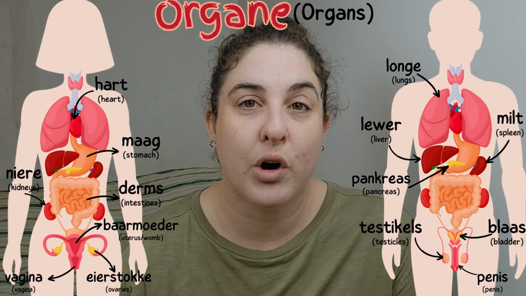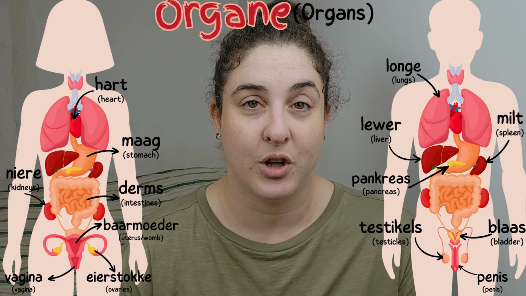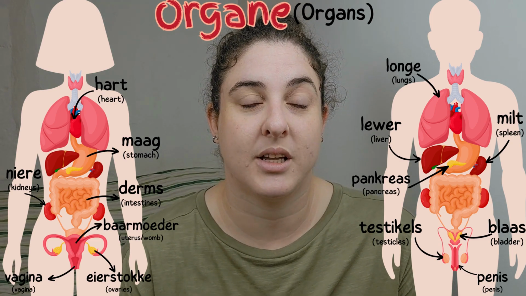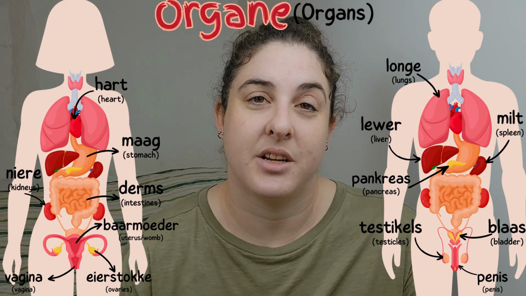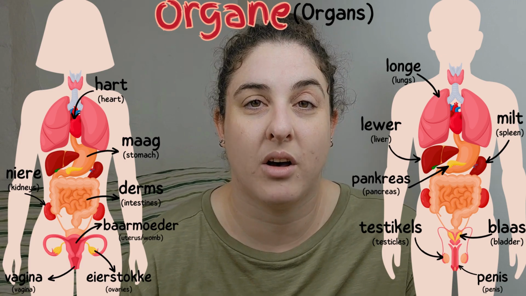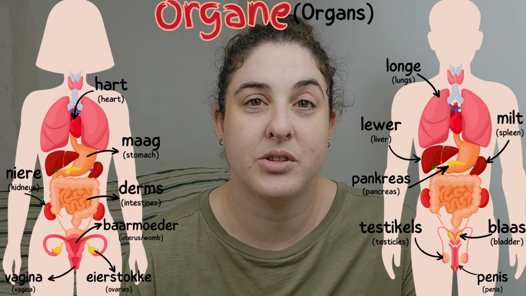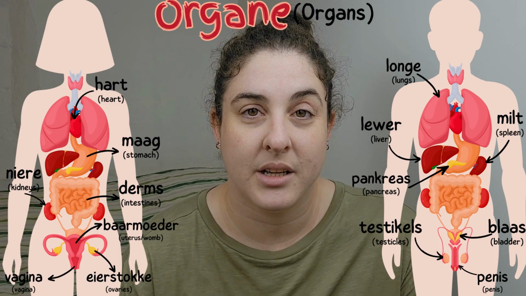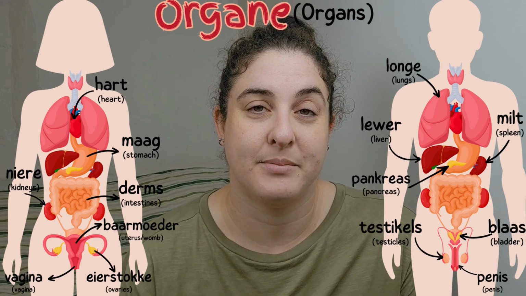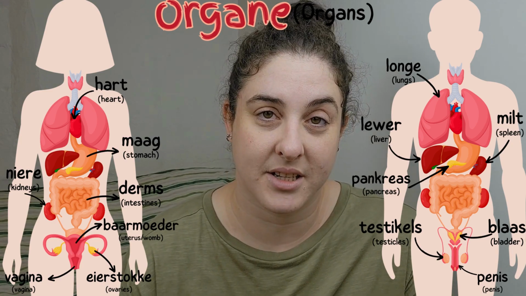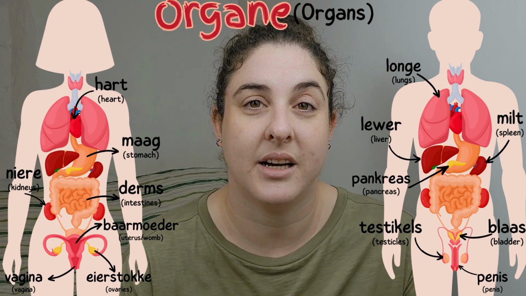Then we move on to your intestines. Your intestines in Afrikaans is called darms. Now, there is a distinction between your small and large intestine. So we've got your small intestine, which is in Afrikaans your dun darm, which I didn't include in the picture. And then there is also your large intestine, which is called your dik darm.